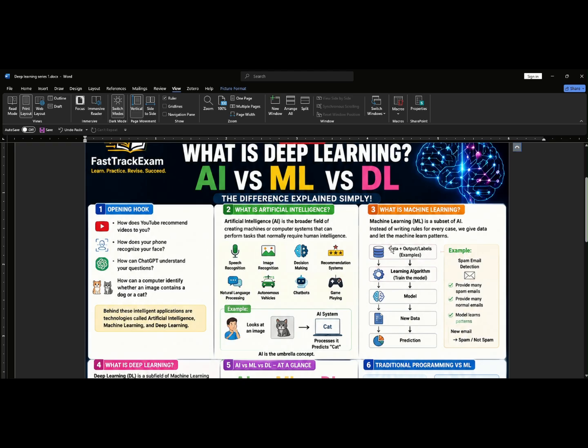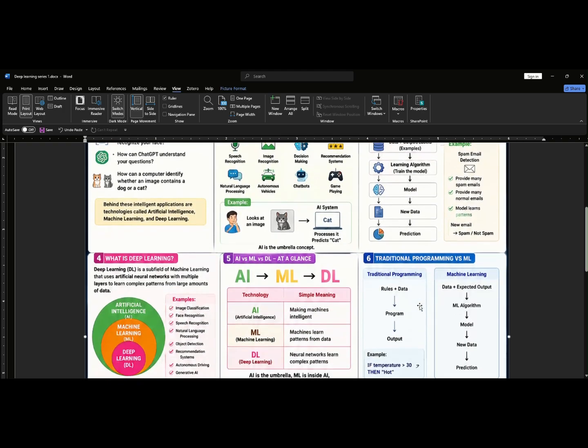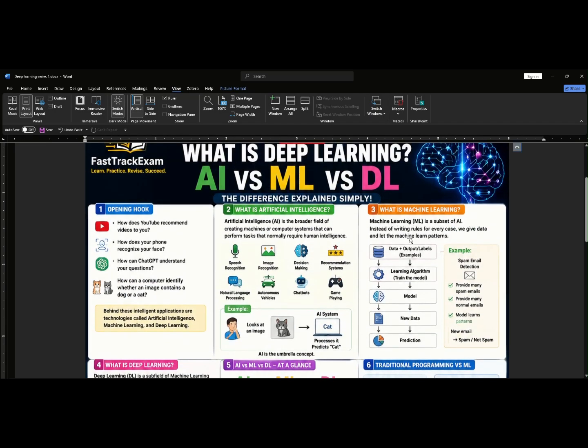How is the process done? Data plus output labels are given as examples. The learning algorithm trains the model. After that we have the trained model. When new data is given, the prediction will be done. When we identify spam mail like this, it is one example of a machine learning model.